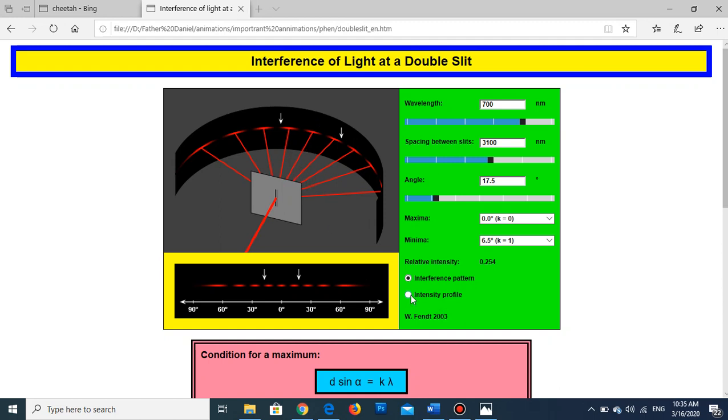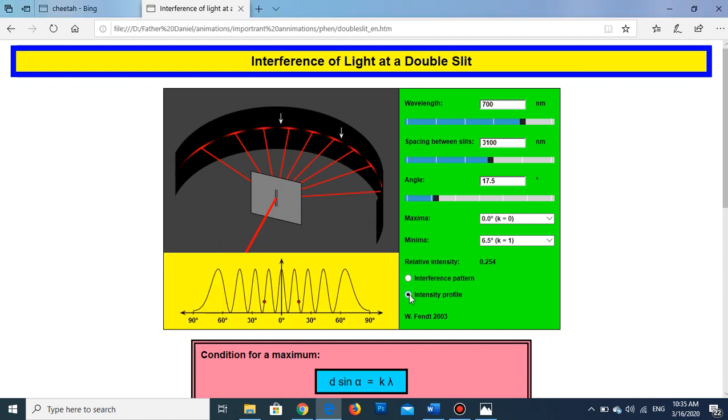And now we want to observe the intensity of light. What happens to the intensity? As you see, the intensity is the same at the midpoint of the fringes. At the central fringe, this is the intensity. At the first bright fringe maximum, it is of the same intensity, and so on.